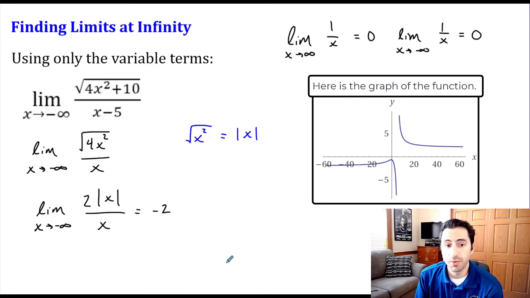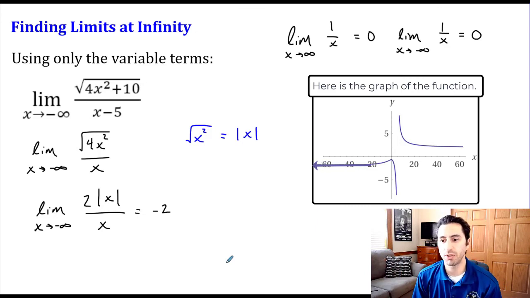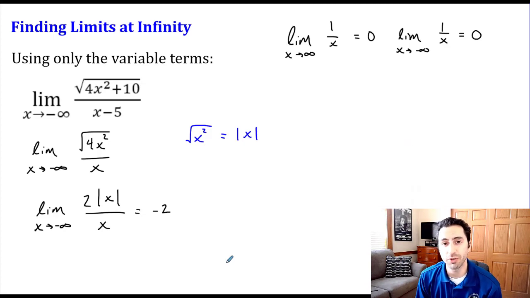Okay, so anyway, this is another method that we can use to find limits at infinity. Because these constant terms aren't going to make that big of a difference when we're looking at really, really big numbers or really, really small numbers, we can basically ignore them and just focus on the variable terms.